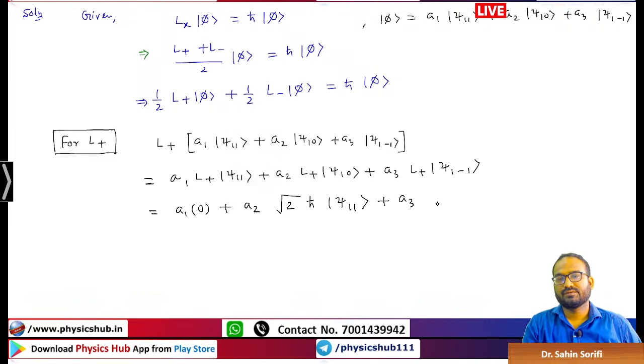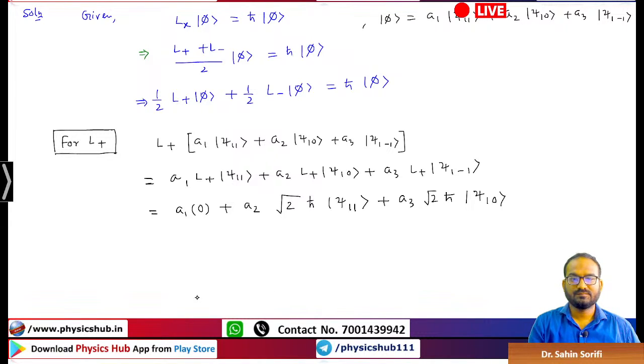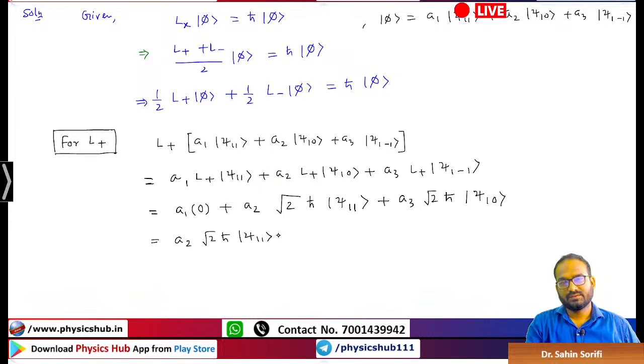So you see, square root of 1 into 1 plus 1, so 2, minus minus 1 into minus 1 plus 1, that is 0. So here also it is giving you square root of 2 ħ, and psi 1 minus 1 becomes psi 1 0. So this is a2 root 2 ħ psi 1 1 plus a3 root 2 ħ psi 1 0.